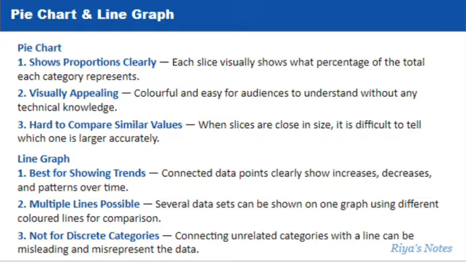Line graph. 1. Best for showing trends. Connected data points clearly show increases, decreases, and patterns over time. 2. Multiple lines possible. Several data sets can be shown on one graph using different colored lines for comparison. 3. Not for discrete categories. Connecting unrelated categories with a line can be misleading and misrepresent the data.